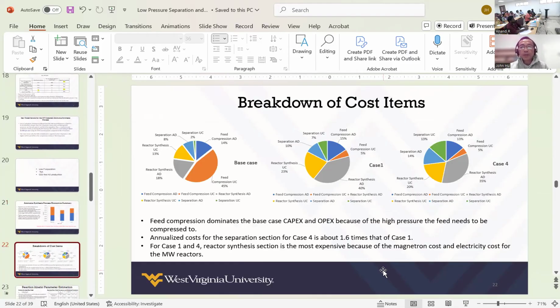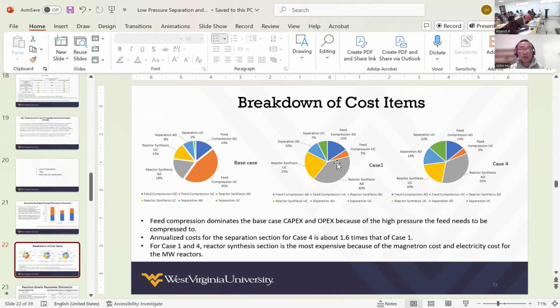We also have a cost breakdown, and case 1 and case 4 were the base case. This orange color, the base case, is feedstock compression. Feedstock compression in Haber-Bosch is a big deal because it is a high pressure operation, and you use a cryogenic high pressure condenser, and then you have to recompress, because when ammonia is separated, the partial pressure drops, so you have to bring the pressure up in order to recycle. But at low pressure, you don't have that problem.